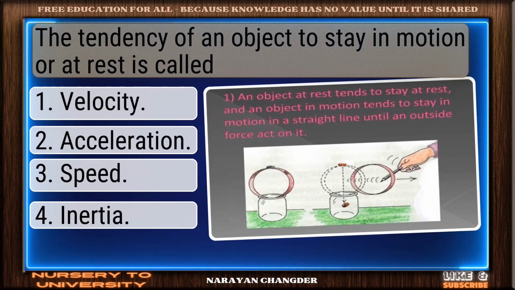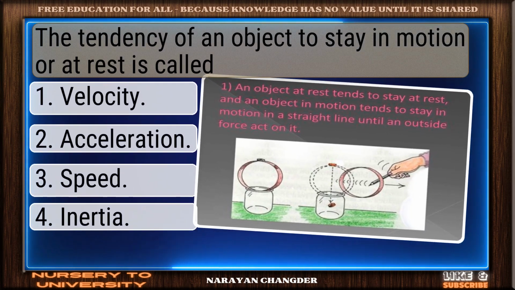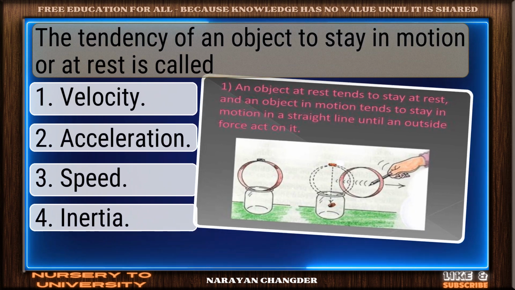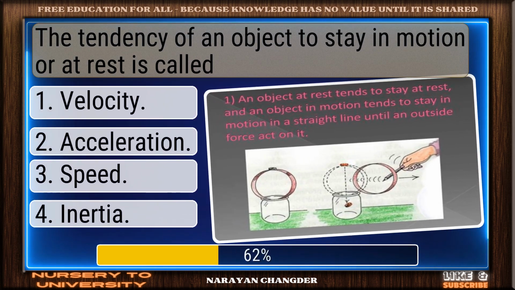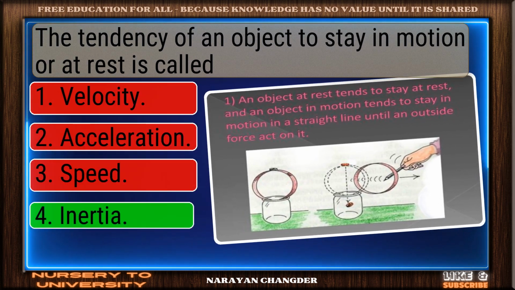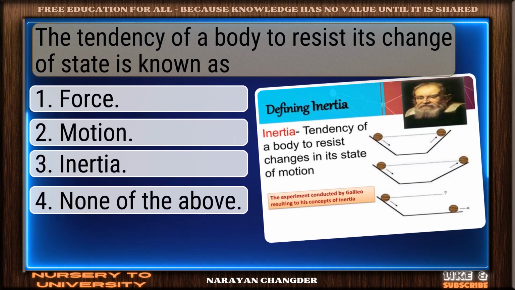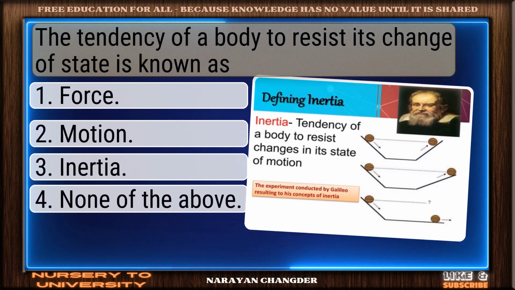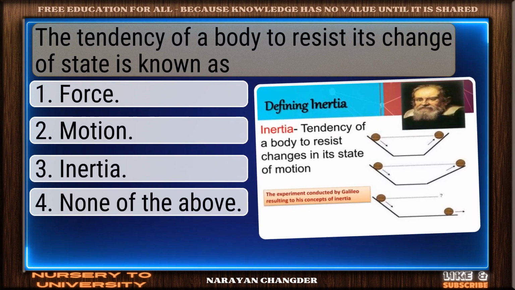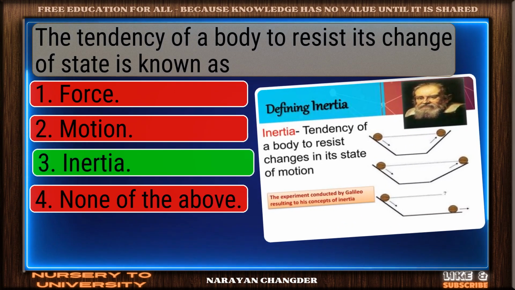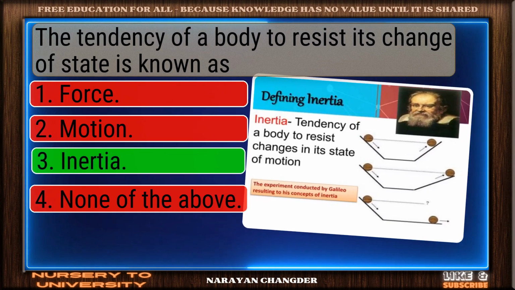Question number 146. The tendency of an object to stay in motion or at rest is called. Good thinking. Inertia is the right answer. Question number 147. The tendency of a body to resist its change of state is known as. Excellent choice. Inertia is the right answer.